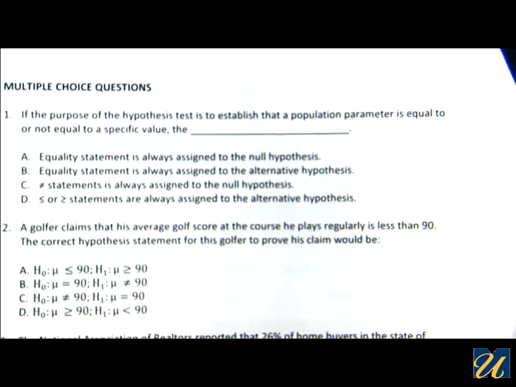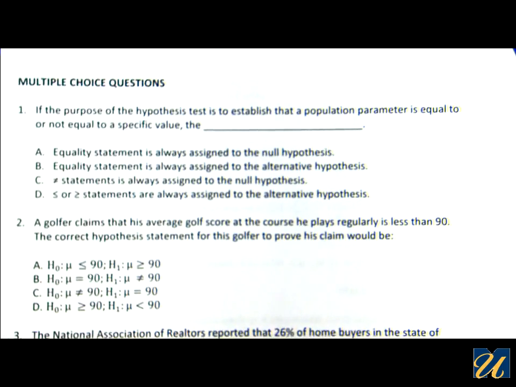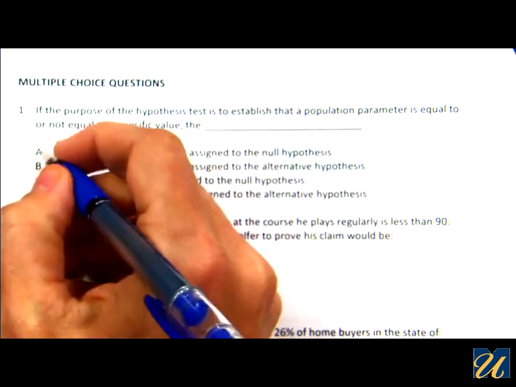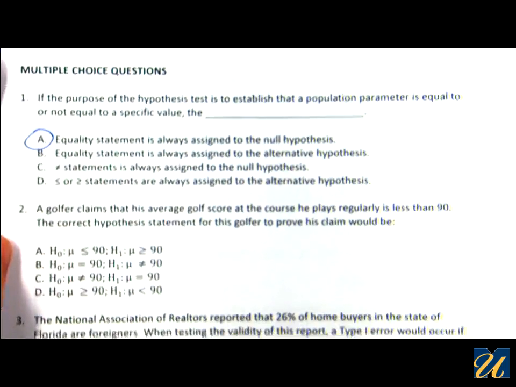Let's take a look at the multiple choice questions. If the purpose of the hypothesis test is to establish that a population parameter is equal or not equal to a specific value, the equality statement is always assigned to the null hypothesis.